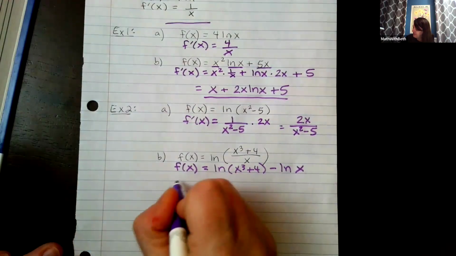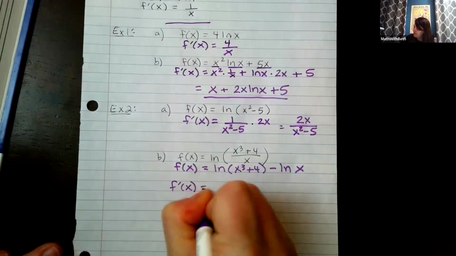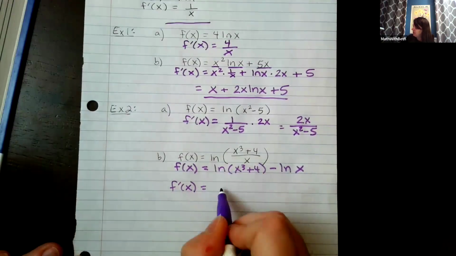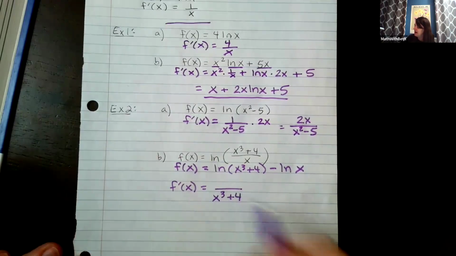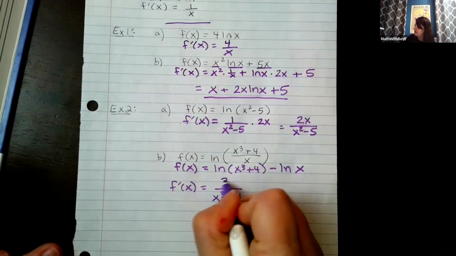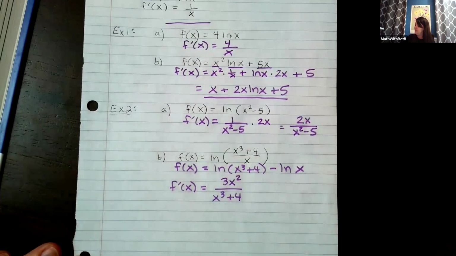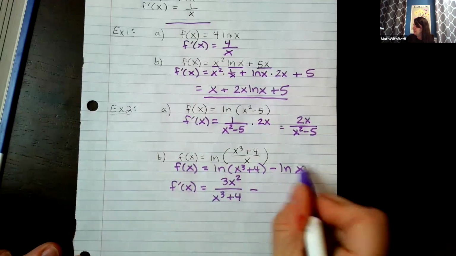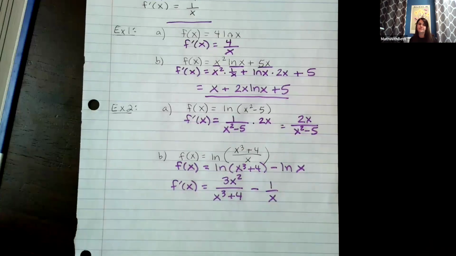Now I'll do the derivative. So for the derivative, I'm going to do 1 over x to the third plus 4, but then times the derivative of that. So I'm just going to go ahead and put that derivative right on top. Minus, this one is simple, so just 1 over x. So that's how you can handle the chain rule with ln.